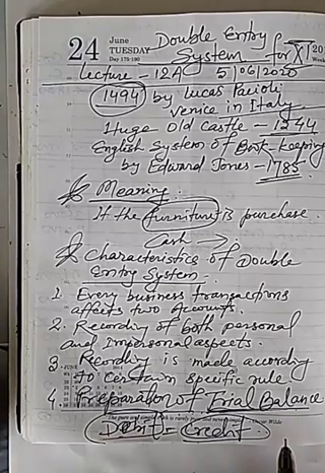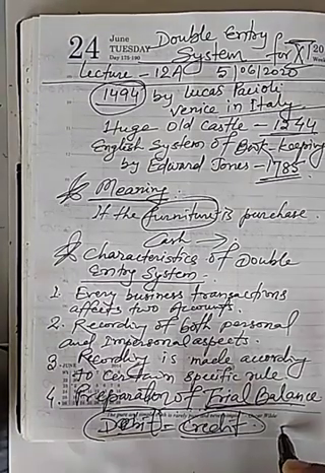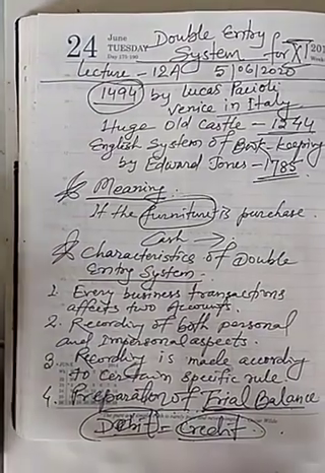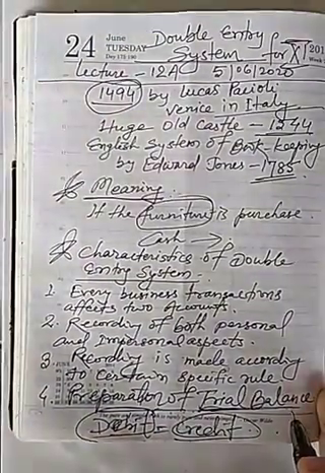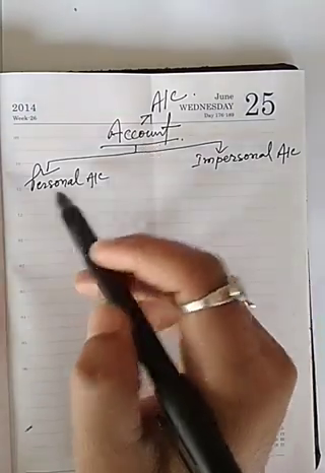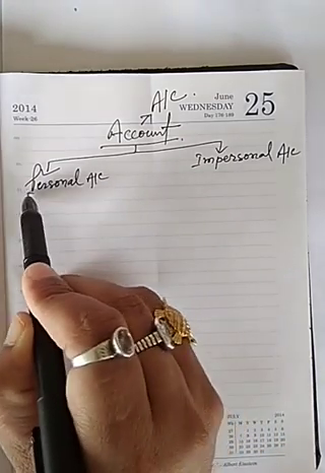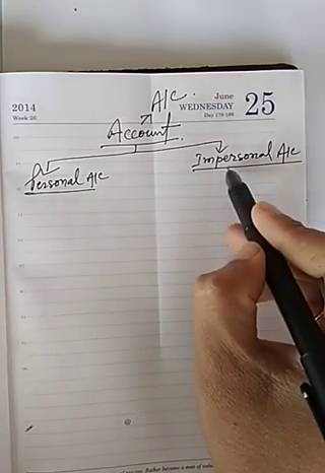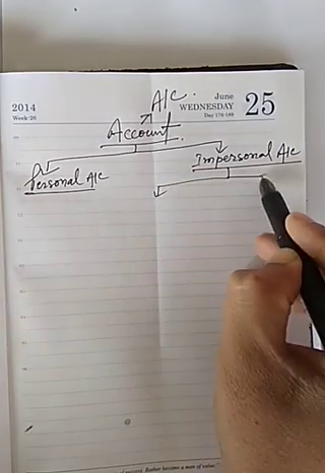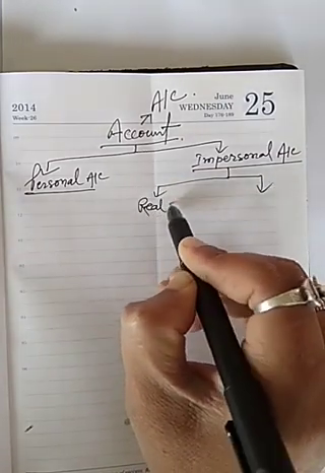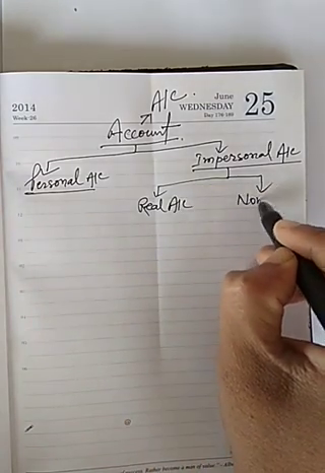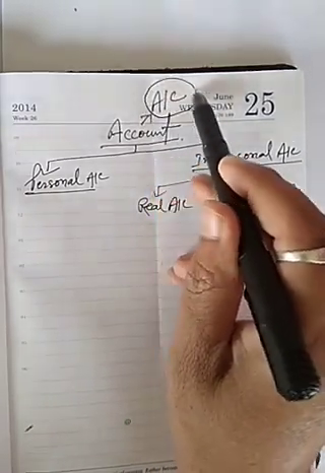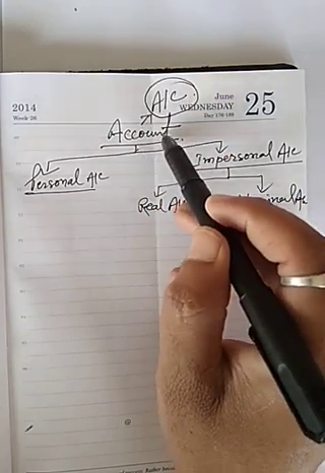In order to keep the proper record of the two aspects of a transaction, accounts may be classified into two parts: first is personal account and second is impersonal account. And impersonal account is also divided into two parts: first is real account and second is nominal account. In short, I will write A by C for account.